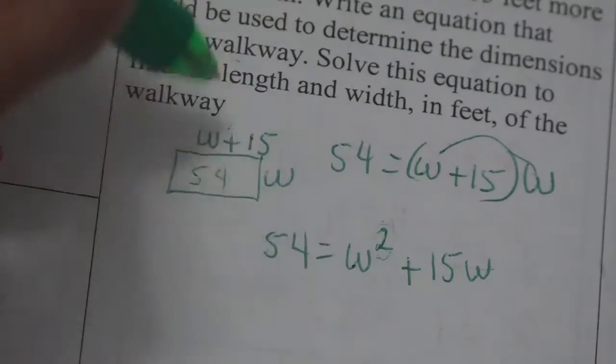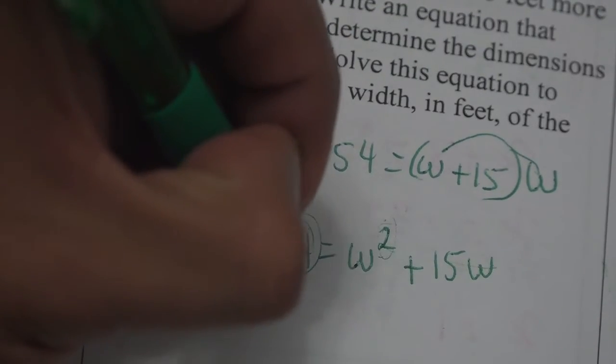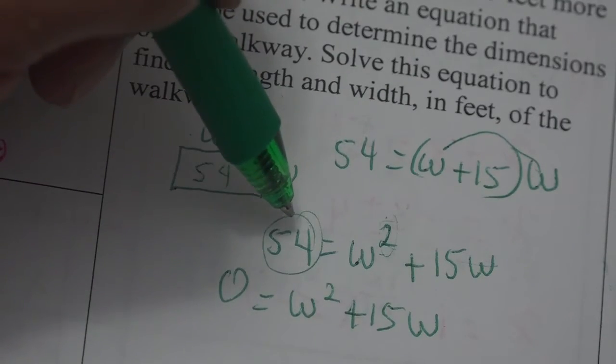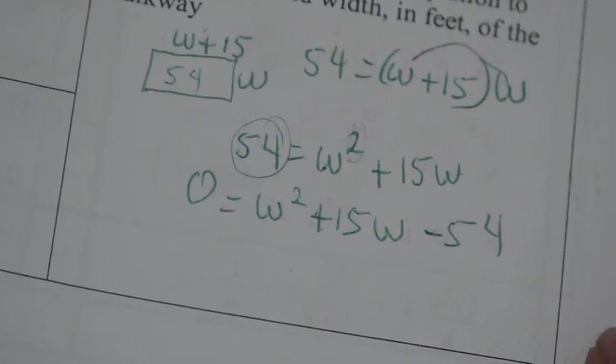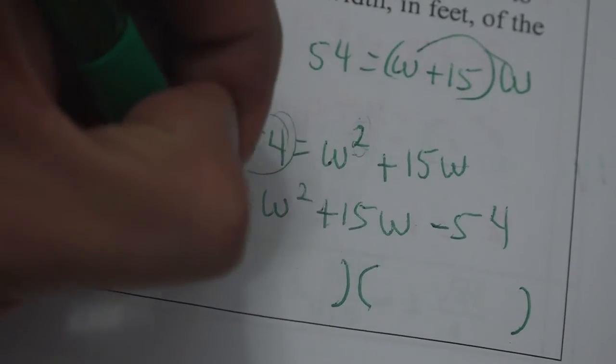So I know that quadratic equations are set to 0. So let me make this 54 equal to a 0. So what do I write here? W squared plus 15W minus 54, because I gave it to you, and when you gave it back to me, it changed signs, and I put it on the other side. Okay, and now I am going to find the GCF, which I know there's none. And now I am going to figure out factors of W squared, W and W, because W times W is W squared. Factors of 54, 9 and 6.